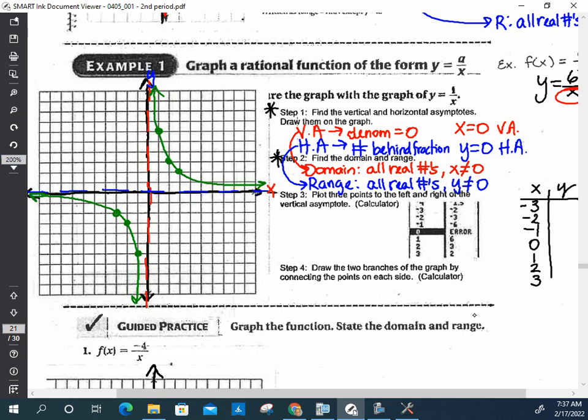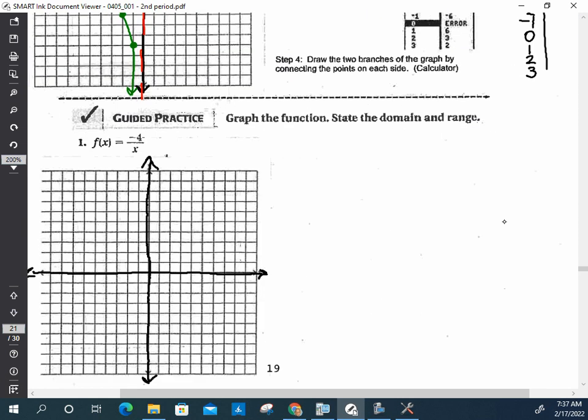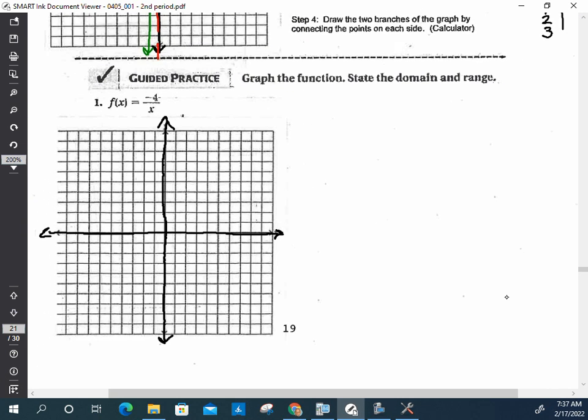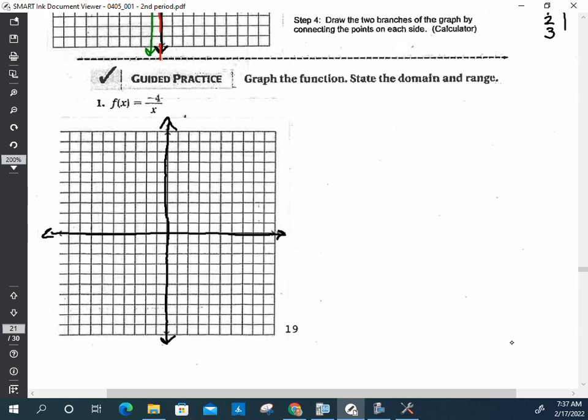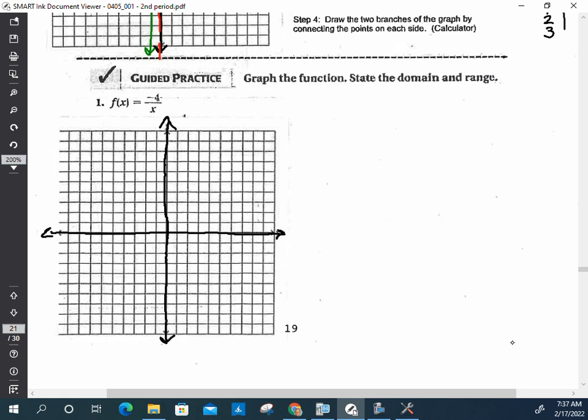So that's example 1. Let's do another baby example, and then we'll graduate from there. So next example, f of x equals -4/x. This is the same thing as y equals -4/x. Same rules apply. For the vertical asymptote, take your denominator and set it equal to 0. So x equals 0. Nothing to solve there. You're good.